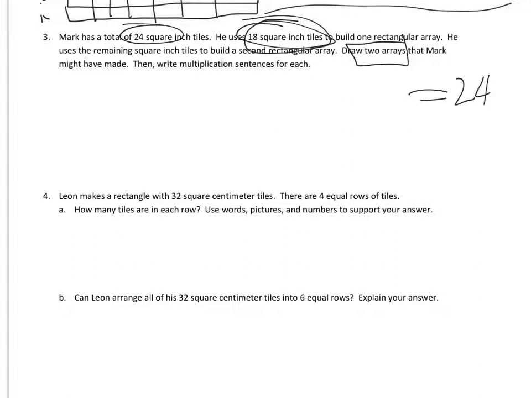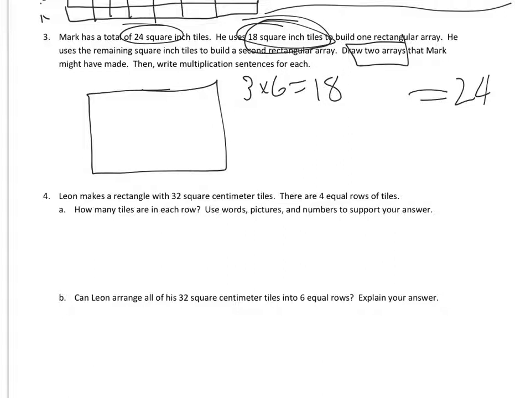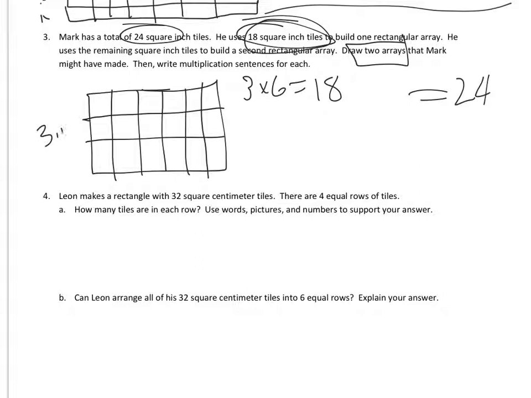So if you know your multiplication facts, you know that the array is going to have a total of 18. You could say 3 times 6 equals 18. So I'm going to do 3 rows and 6 columns, and I would label it 3 and 6 inches. That'll give me a total of 18 square inches.